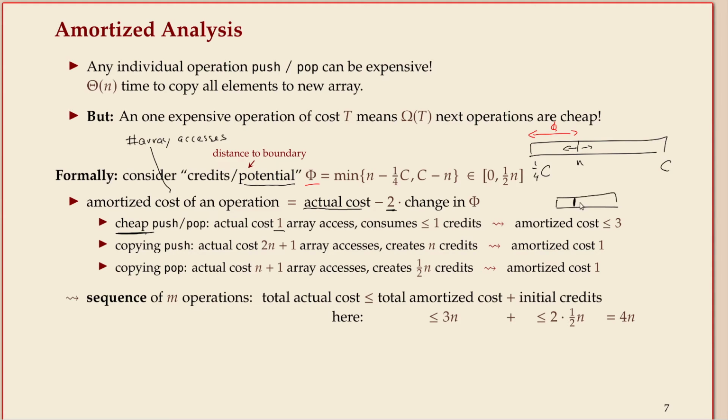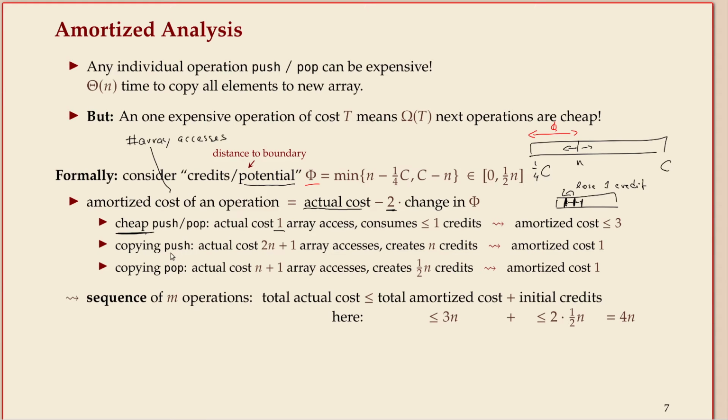So you go from here either to here or to here. If you go away from the boundary, you actually gain a credit. But we can't really use that because what we have to say here about the amortized cost has to be true in every case. If you move closer to the boundary, you lose 1 credit, by which I mean you lose 1 in phi. And because we double that, the amortized cost is 3 of such an operation. It's at most 3. It can be 1 if you really move away from the boundary. But that's the worst case.